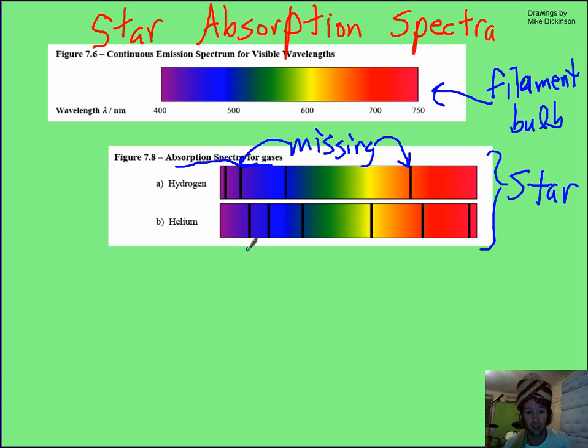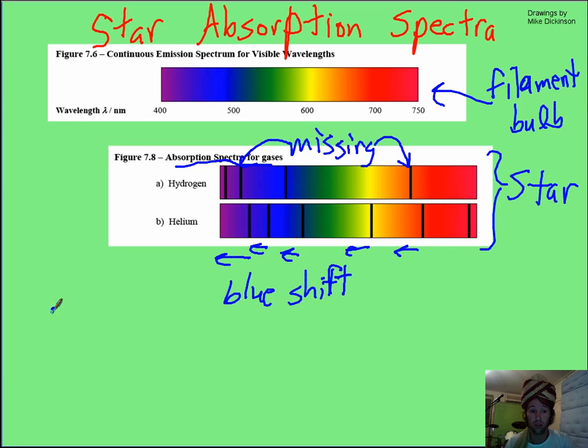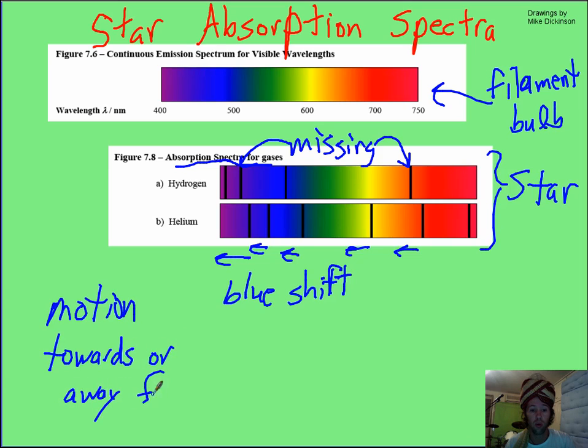Now, what's also important is, let's say all these lines are all shifted to the left, farther than they should be. Because it's towards the blue, we say it's a blue shift. And that means that the star is coming closer to us. And so we can know of a star's motion towards or away from us, because it'll be blue shifted if it's coming towards, and you can probably guess if it's going away from us, it all goes the other way.